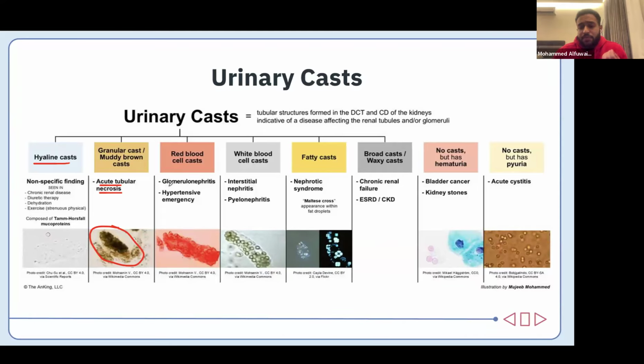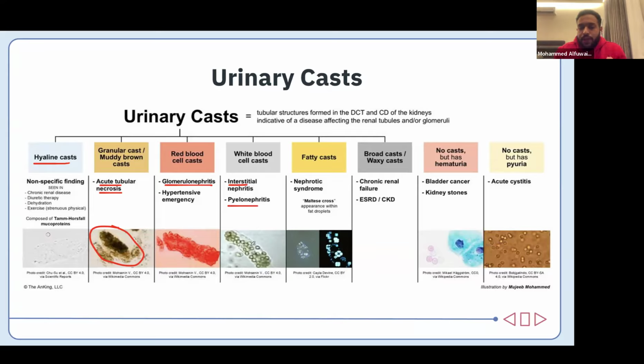The next thing is RBC casts. The RBC casts, because of a buildup of red blood cells in the tubules itself, because of glomerulonephritis, nephritic syndrome, it will appear as these RBC casts. Simple. WBC casts, again, buildup of white blood cells in the tubular system. And this is indicative of infection in the kidneys itself. Either this is interstitial nephritis or pyelonephritis.